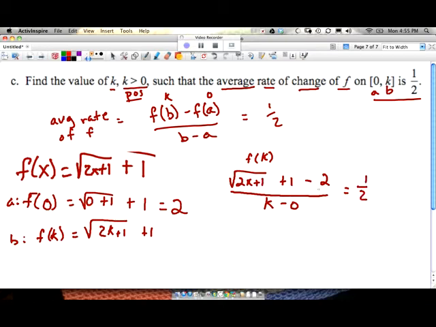Okay, so we got a little bit more going on here. Let's see what else we can figure out. This really is just a bunch of algebra from here. We see plus 1 minus 2 with these two constants here. That's going to be a minus 1. So that gives me the square root of 2k plus 1, minus 1, all over k is equal to 1/2.